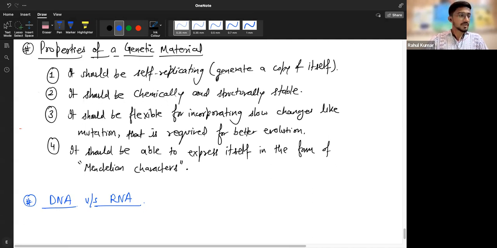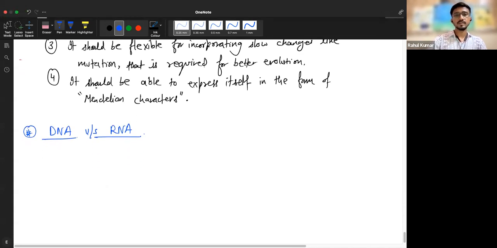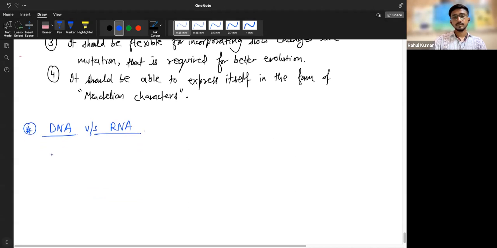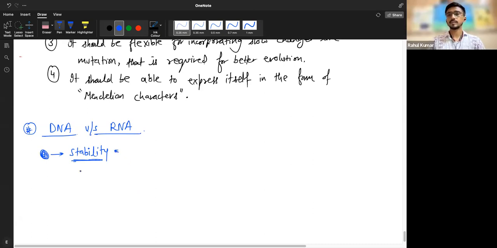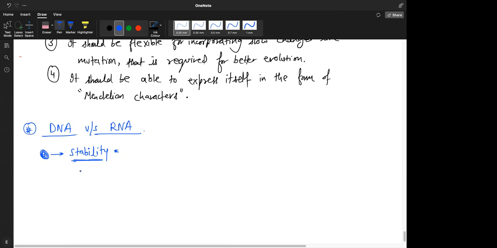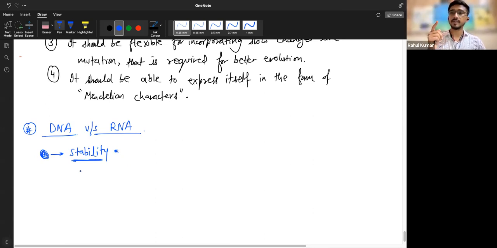Which is chemically and structurally more stable? What do you think? Which is more stable, DNA or RNA? Any idea? First thing is stability. Which one do you think is more stable? The DNA. Why? Because it is a double helical structure. Yes, you're right. First, it is double stranded, so it does not have open ends.